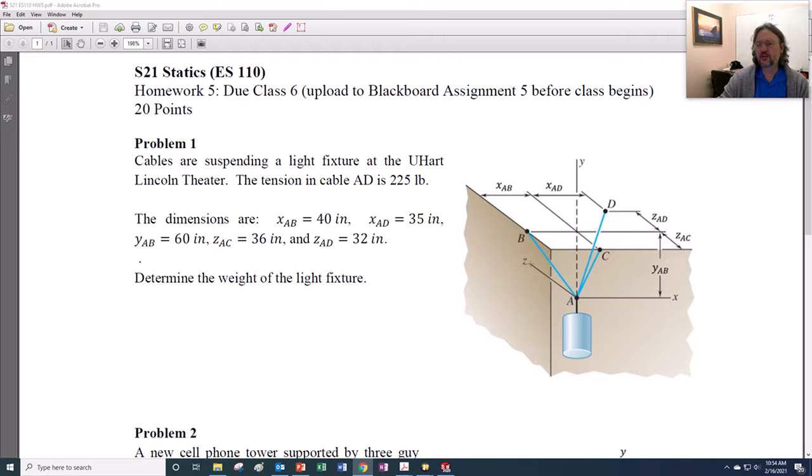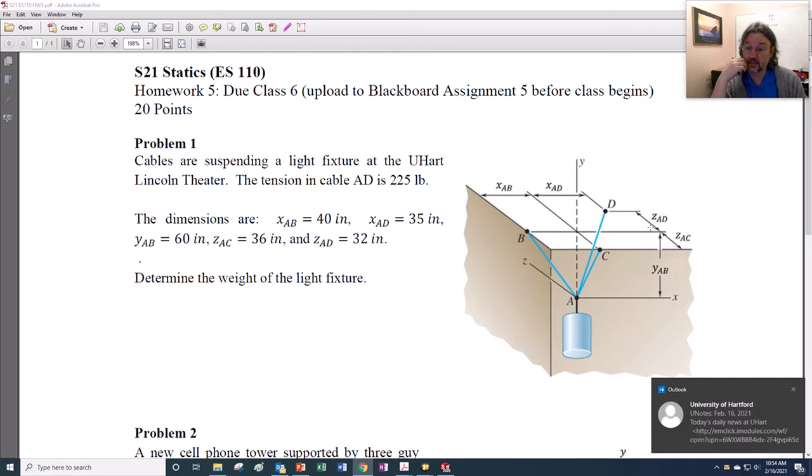And something really neat might happen here. Maybe in this cable AD we have something that's able to tell us what that tension is. So that means this almost can be like a scale to weigh what this fixture is.